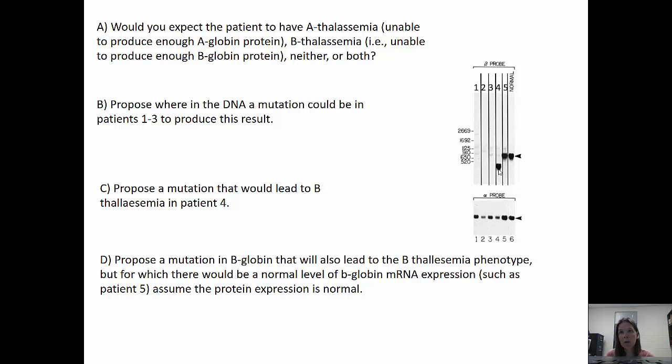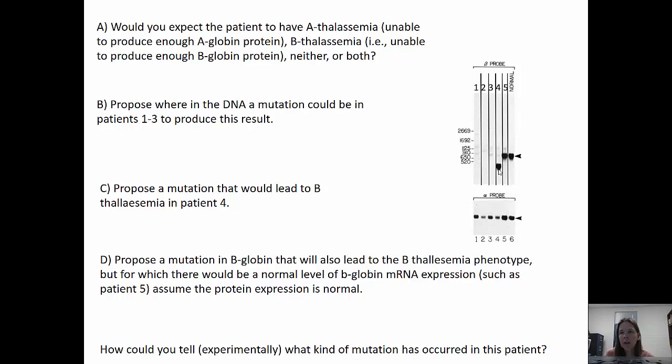We don't know what the protein looks like for this person, so it's really hard to say just by looking at this data. But if we wanted to know experimentally what type of mutation this person had, the easiest way to do it would probably be just to sequence the gene. And if we knew the sequence of the entire gene, we could then compare it to the sequence of a person with the normal gene, and then we could see if there was a missense mutation or a nonsense mutation.